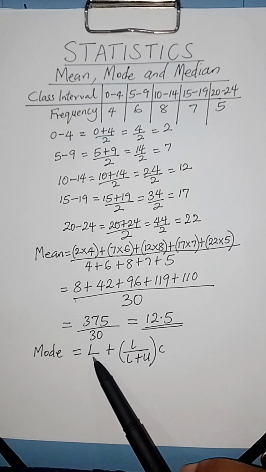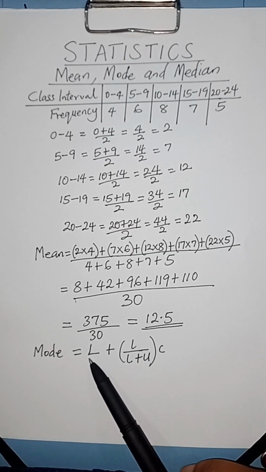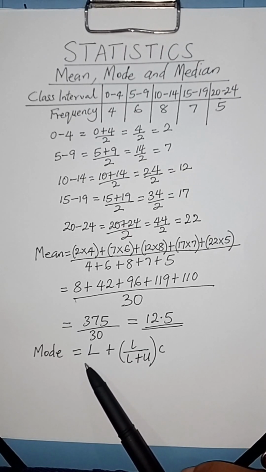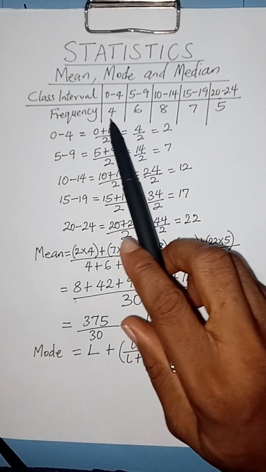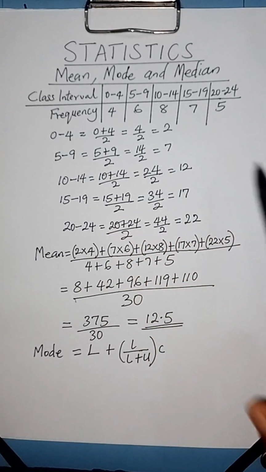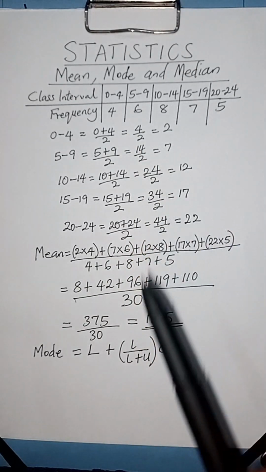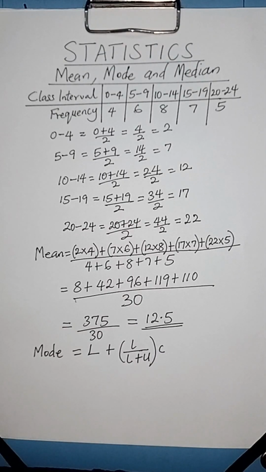Now, please remember this. This L, which is the uppercase L, stands for the lower boundary value of the modal class interval. If you check the question, remember what mode is: the one with the highest frequency. Now, let's look at the class interval. Which class interval has the highest frequency? Remember, these are the frequencies 4, 6, 8, 7, and 5. So, which one is the highest? It's 8. So, the class interval with the highest frequency is 10 to 14.